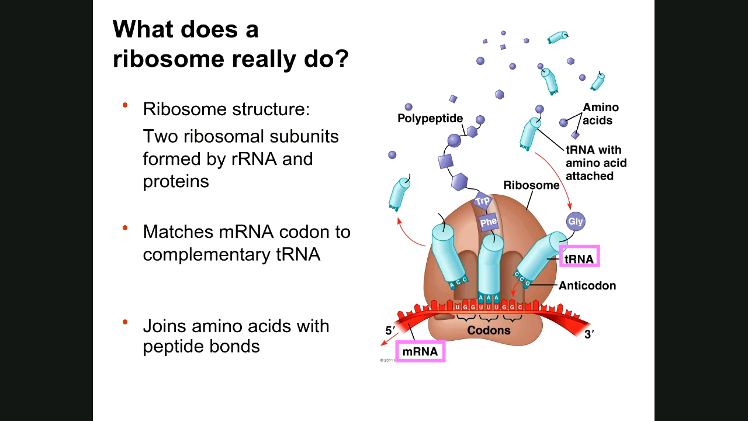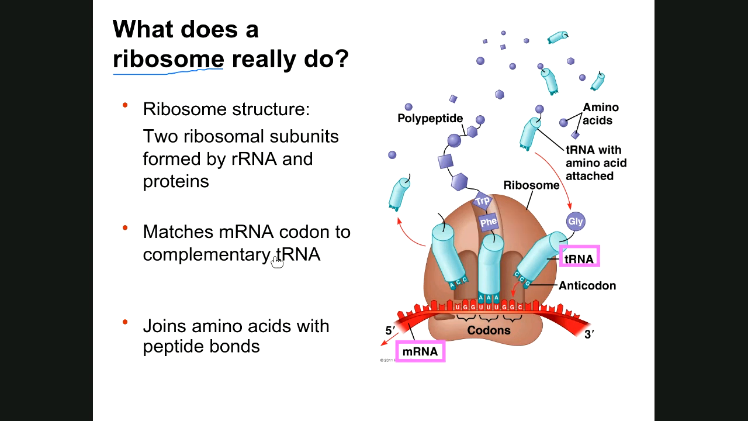The last component I want to talk about, in addition to the 3 types of RNA, before we go over translation is your ribosomes. What does a ribosome really do? Well, first of all, structurally, ribosomes are made up of 2 ribosomal subunits. One is called a large subunit and one is called a small subunit, and I'll show you on the figure. Both ribosomal subunits are formed by the ribosomal RNA and proteins. Now, the ribosome's job is to play a role in matching the mRNA codon to the complementary anticodon in tRNA.